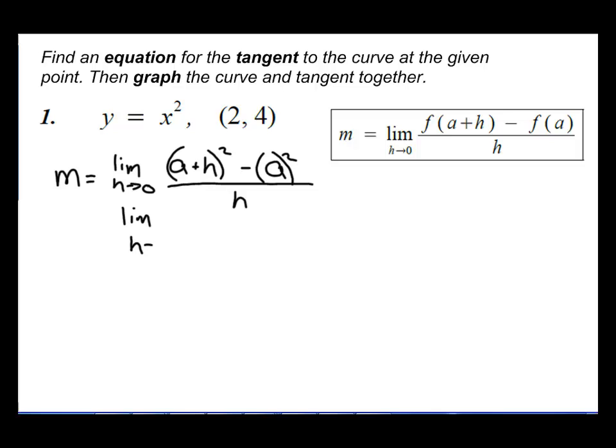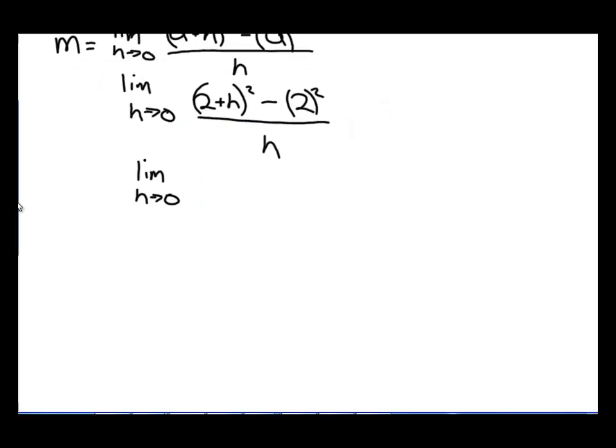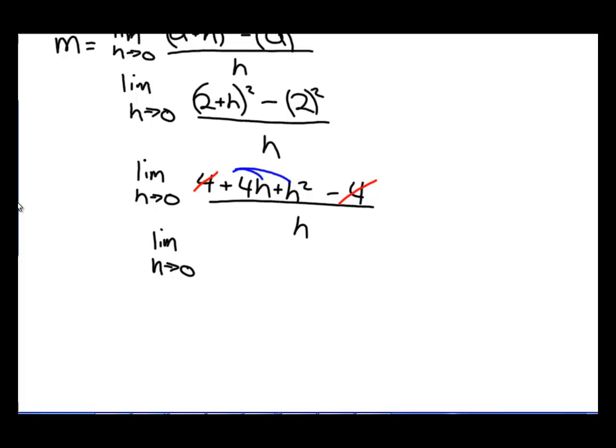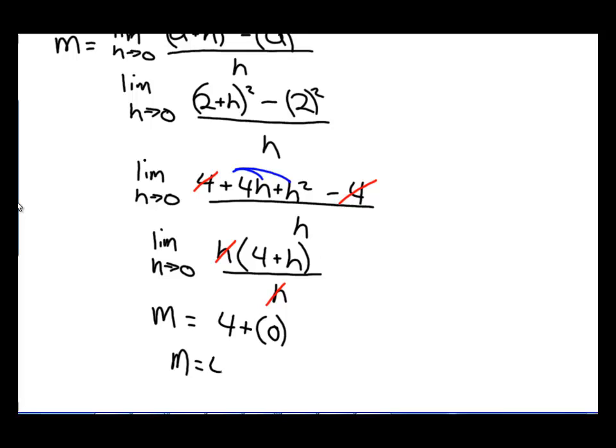So the limit as h goes to 0, where the x-coordinate is 2, so 2 plus h squared minus 2 squared all over h. Then we can expand the 2 plus h squared, and we will get 4 plus 4h plus h squared minus 4 all over h. If I combine like terms, the 4 and the negative 4 will cancel. I can't substitute in 0 for h yet. I could factor an h out of the top, where we will have h times 4 plus h, by factoring out the h over the h. Cancel the h's. Slope will equal 4 plus 0. Slope is equal to 4.